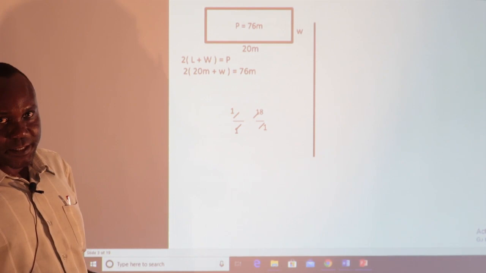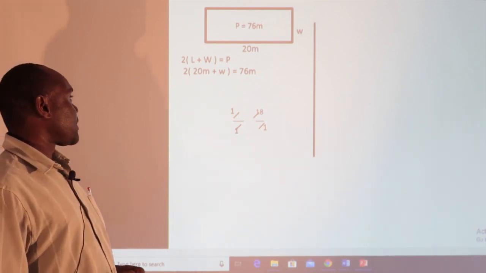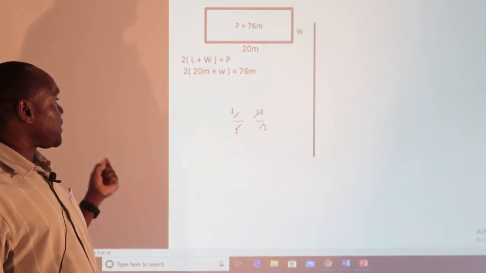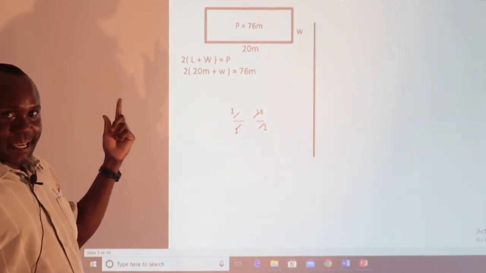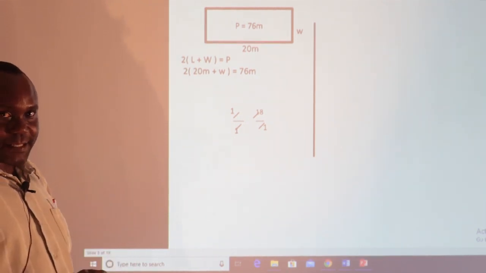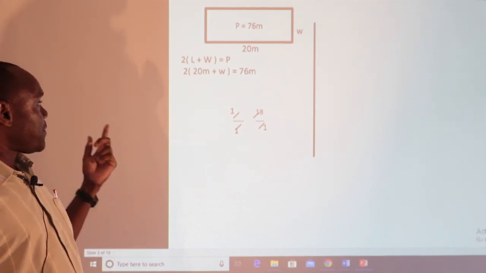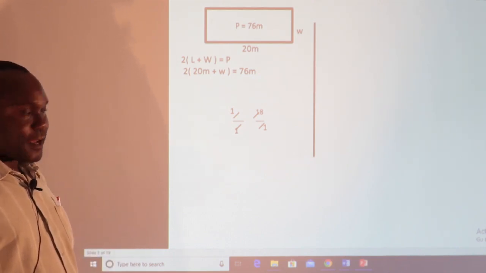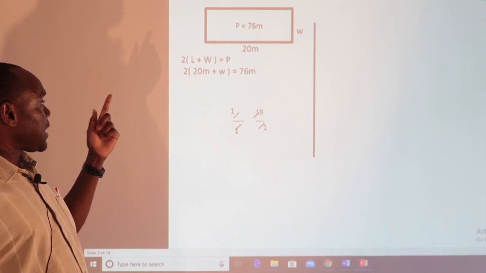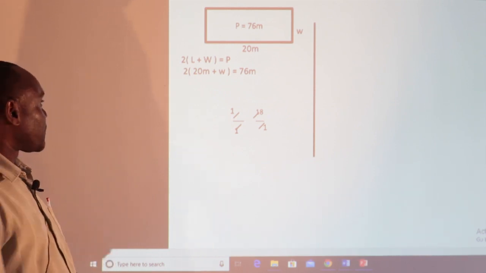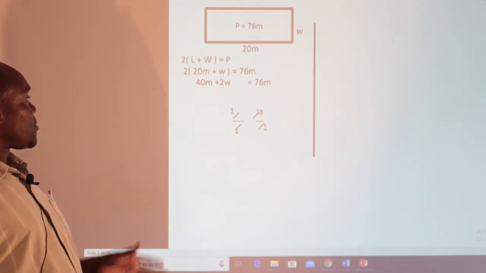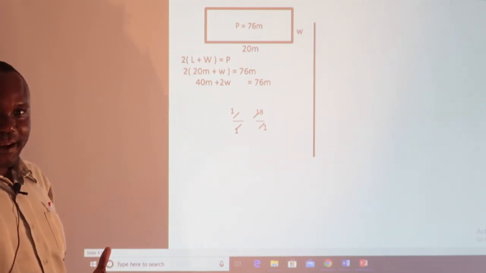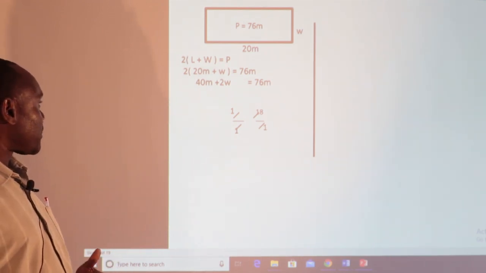Equals 76 meters. So the next thing we said is to open the brackets. When you multiply 2 times 20 meters, we shall get 40 meters. And when you multiply 2 times W, what do we get? So there you are, you can see that this step shows we have opened the brackets well.